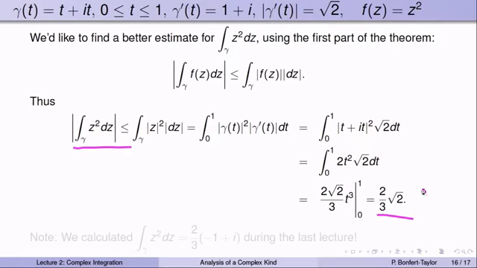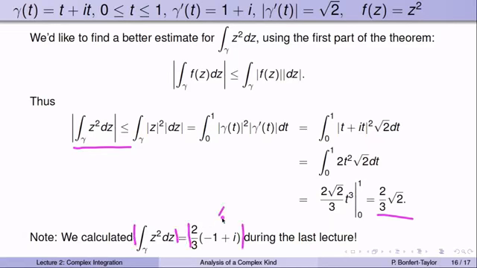Now let me remind you that we actually calculated this integral earlier. We calculated its actual value as 2/3 times minus 1 plus i in the last lecture. Minus 1 plus i has absolute value square root of 2. So if you put absolute values around this, it actually equals 2/3 times root 2. So the estimate we got was as good as it gets. It's a sharp estimate. It doesn't get any better. The estimate is actually an equality in this particular case. You will not always get an equality, but this example is set up to yield an equality here. So you cannot improve this estimate because we found an example in which equality is actually true.